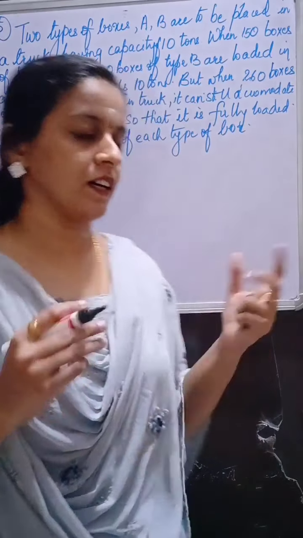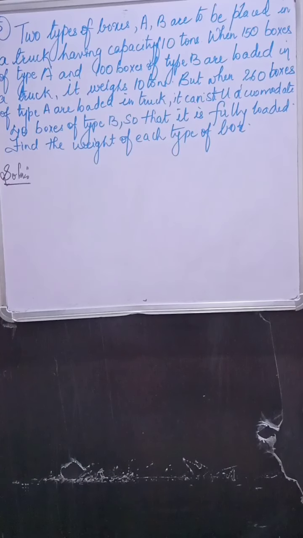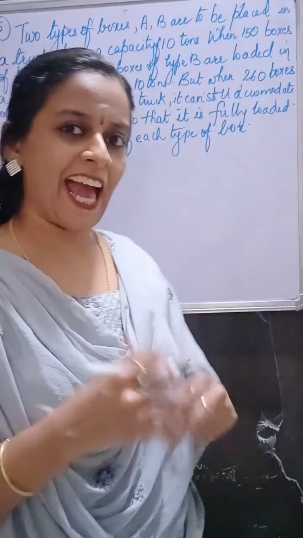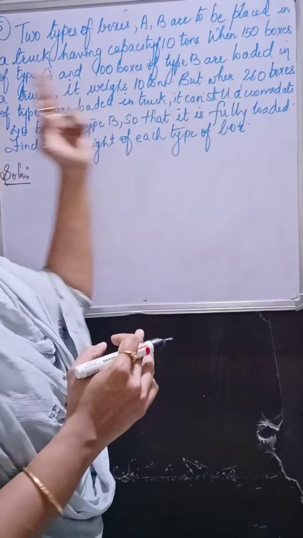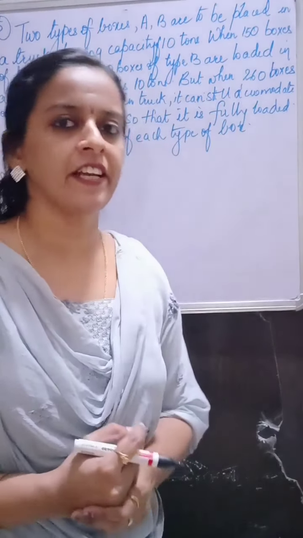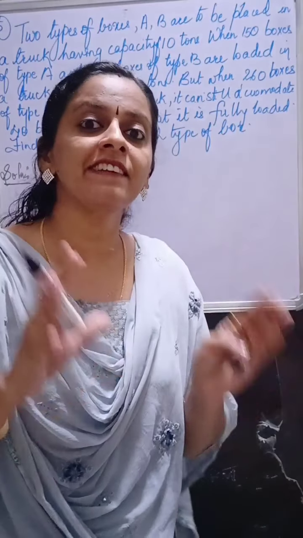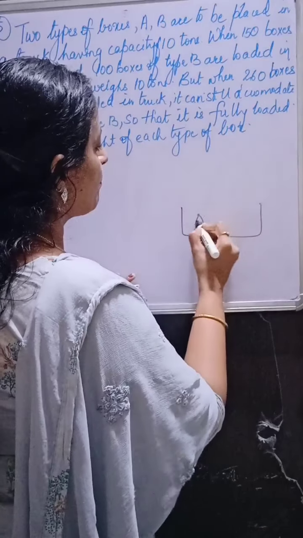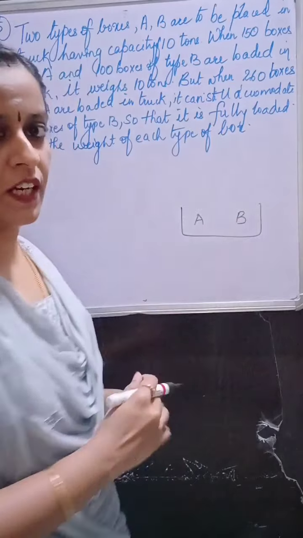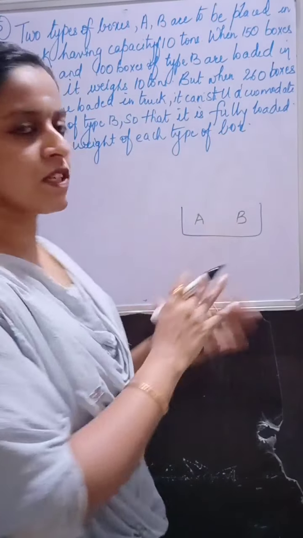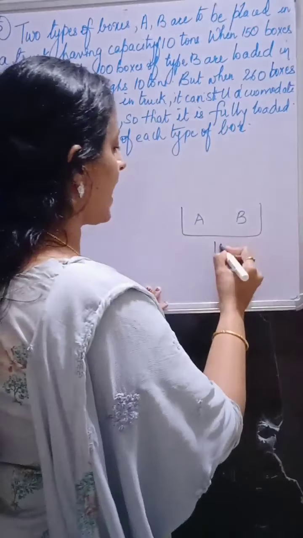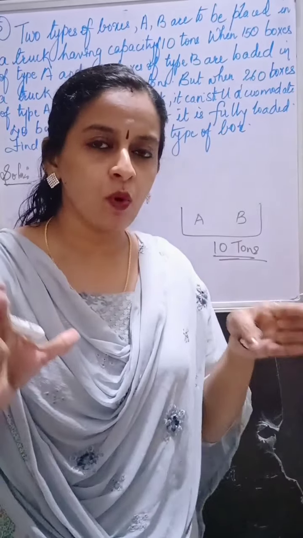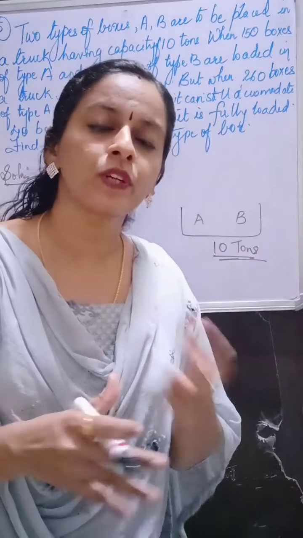Number 5. Read the question. Two types of boxes, A and B, are to be placed in a truck having capacity of 10 ton. The truck can hold 10 tons of load and this truck is to be loaded with type A boxes and type B boxes. There are two types of boxes. Total capacity of the truck is 10 ton. So this is not going to change. Total capacity, how much it can hold, is 10 ton. And we have two types of boxes.